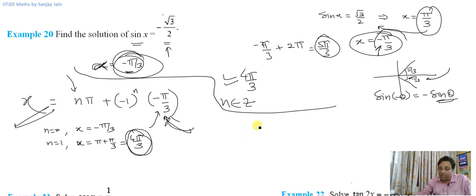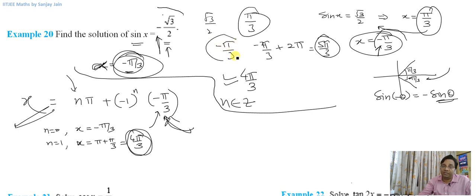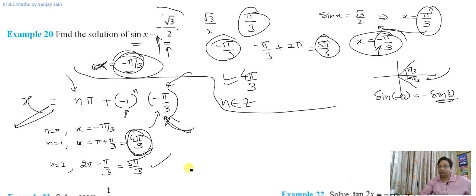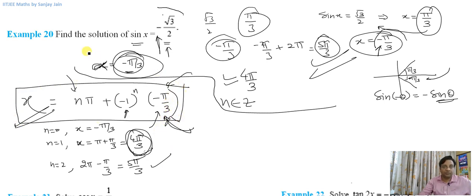So I always recommend that if you know the positive value, for example root 3 by 2, you know the angle as pi by 3 in first quadrant, and if you want to find its negative value, you simply write minus pi by 3 here. Rest of the values can obviously be obtained from it, right? So if you put n equal to 2, you'll get another angle which is 2 pi, and this will become plus now, and this is minus pi by 3. So this will be 6 pi minus pi, 5 pi by 3. This is another solution. So this was my general solution for this equation.